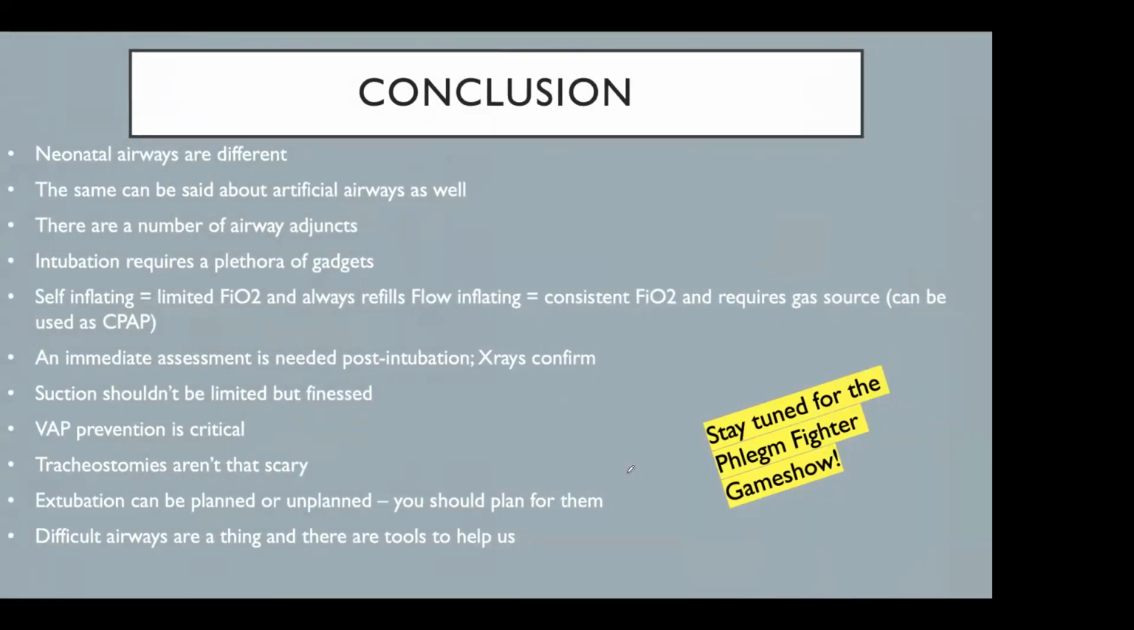So what's the conclusion here? Neonates and pediatrics are very different than adults anyway. The same can be said about artificial airways. There are many different flavors of these devices. Intubation requires a plethora of gadgets and a large amount of knowledge. Self-inflating bags, limited FiO2, but it does always refill. Flow inflating bags, we have consistent FiO2, but it requires a gas source. But it can be used as a CPAP.